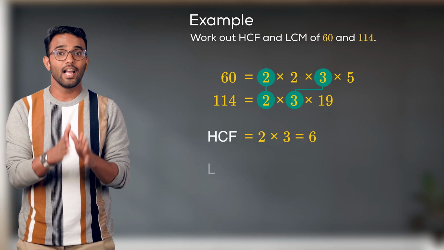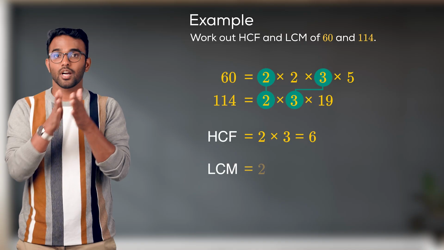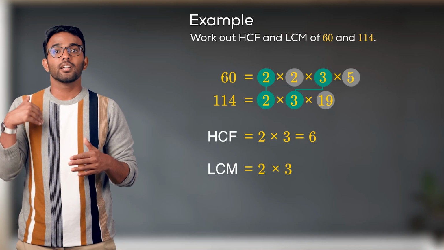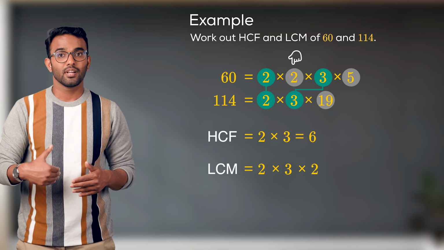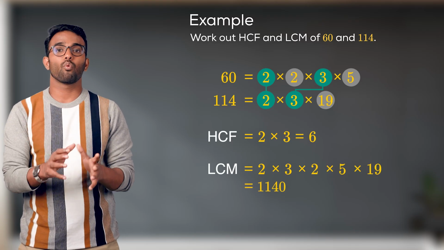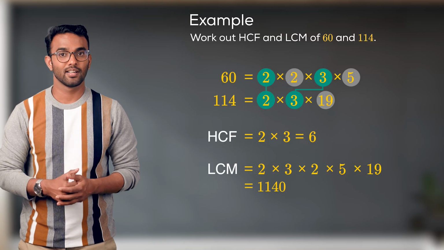That's it. LCM is the common pair multiplied, so that is 2 times 3 times the rest of the numbers. So that will be times another 2 and 5 and 19, which is 1140. And that's the lowest common multiple.